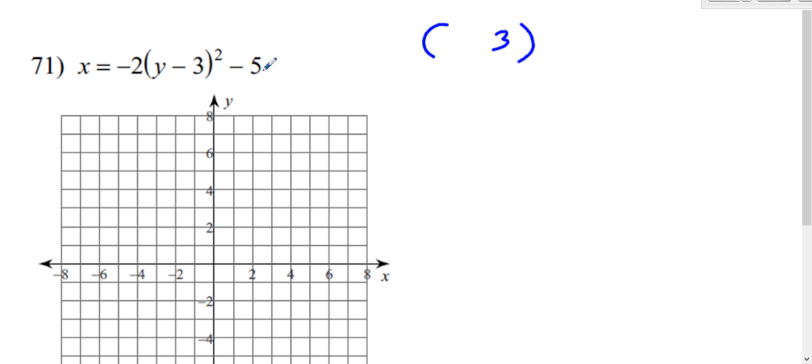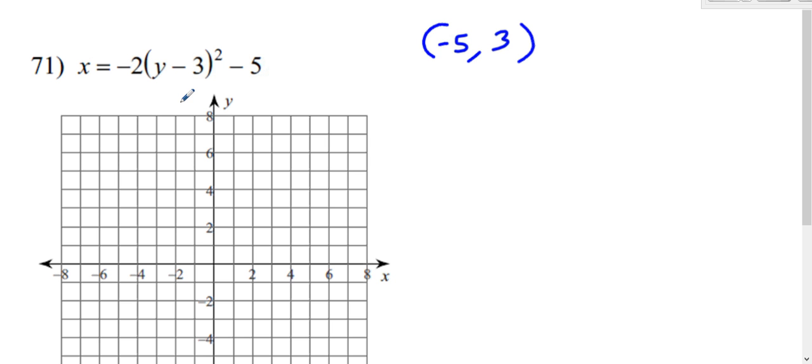And then this -5 is our h value. You do keep the sign with this. You don't change it like we have in the other examples in hyperbolas, ellipses, and circles, because it's not grouped with the x. You only change it when it's grouped. So the 3 changes signs, but the 5 does not.